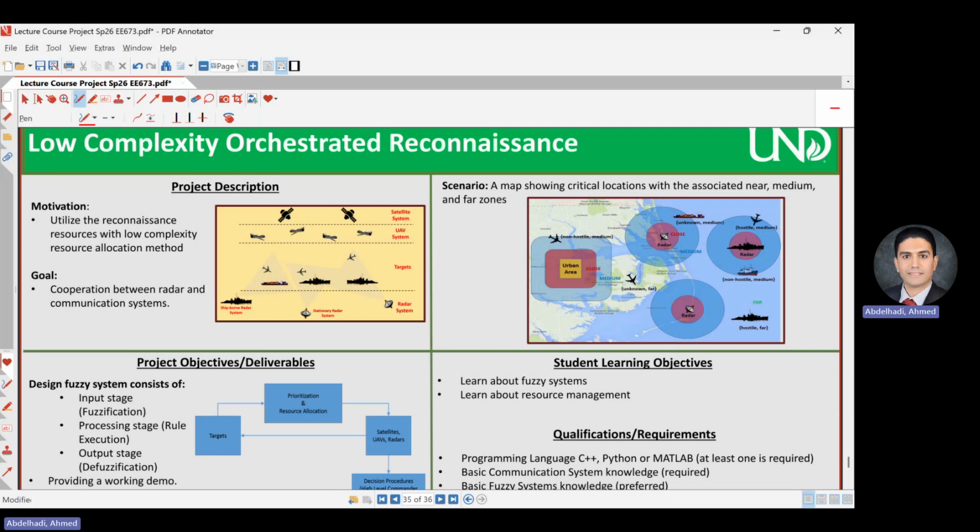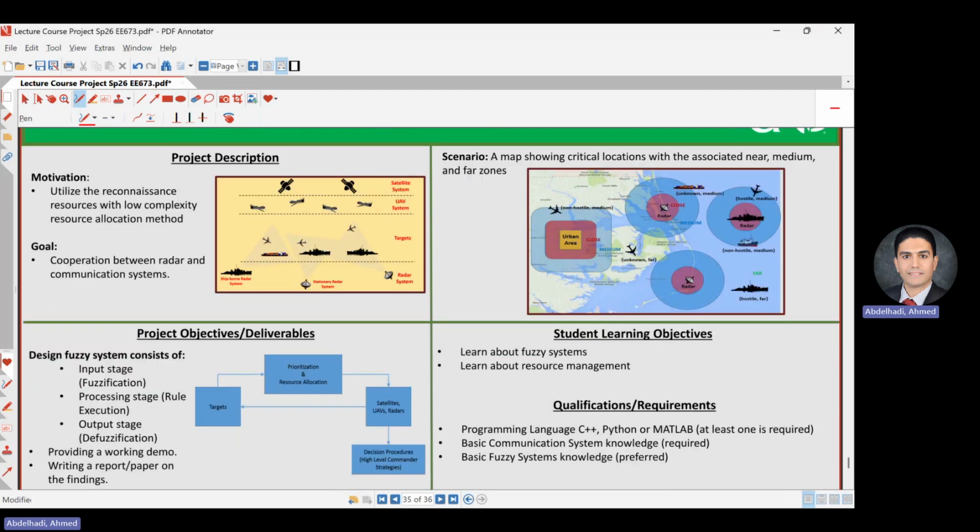So the goal is the cooperation between radar and communication systems, with high-level strategies that can minimize the computation. One technique I looked into here is a fuzzy system. Is any of you familiar with fuzzy systems?